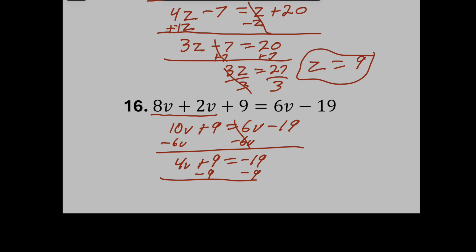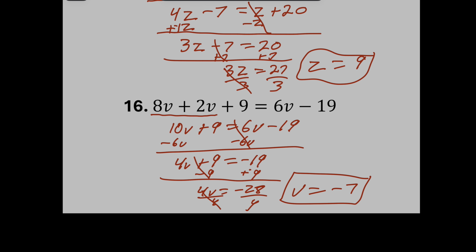Of course, I could have gone either way. Boom, boom, boom. Ooh, we got a lot of negatives over there. That's okay. 4v equals, add a line, change a sign, that's just a negative 28. I'm going to divide each side by 4, and I'm going to get v equals negative 7. All right, so now if you take a look at them, again, not really pretty.